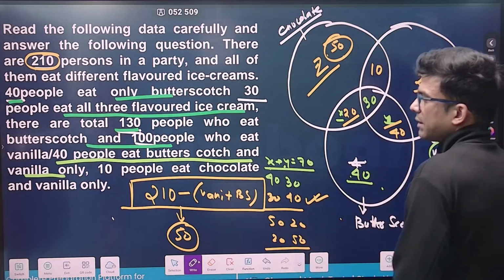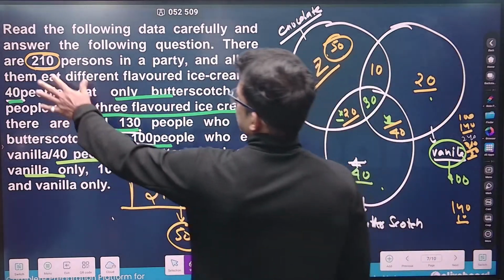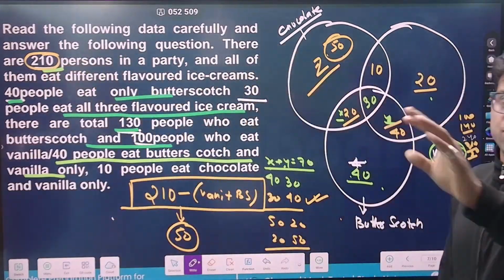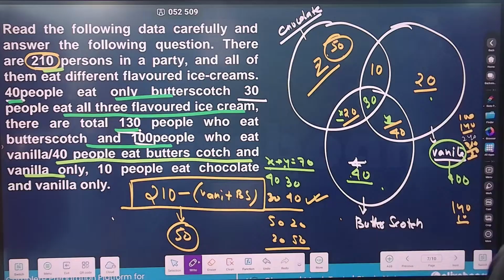Correct? Because if the total is given, then there must be a logic by which this should be applied. So if this is being applied, try to think why this data is given to me. I am saying that 100% the data which is given to you is being used. Correct? Okay. Now see, this question is also completed.